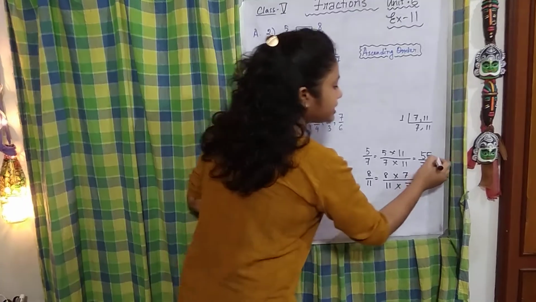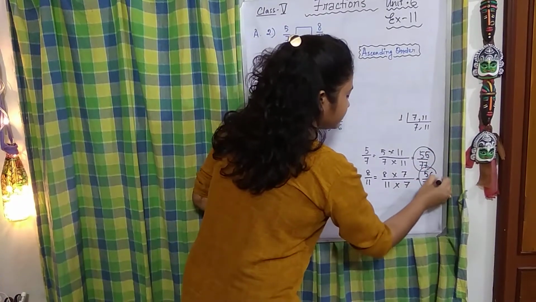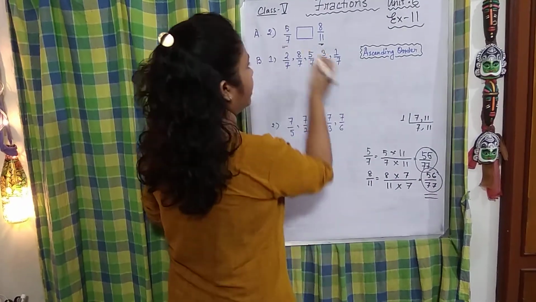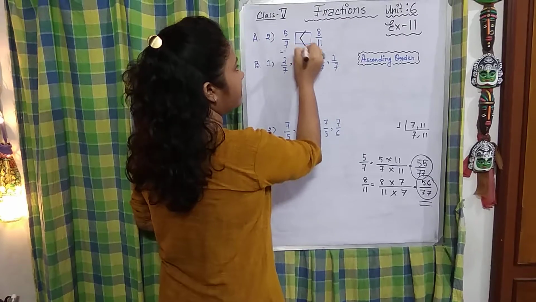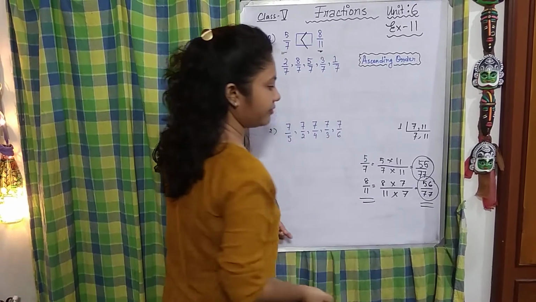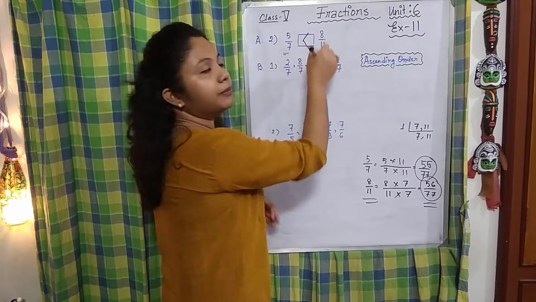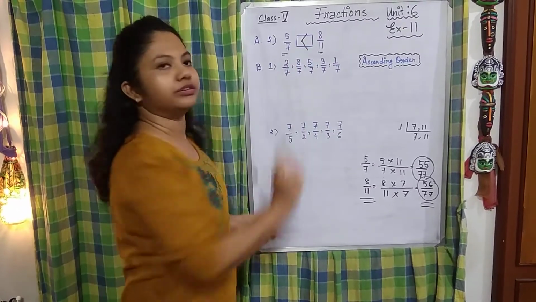So from this, see who is bigger. This one is bigger, right? So how can we mark it here? Basically 8 by 11 is bigger than 5 by 7, so we'll put a bigger than sign here.